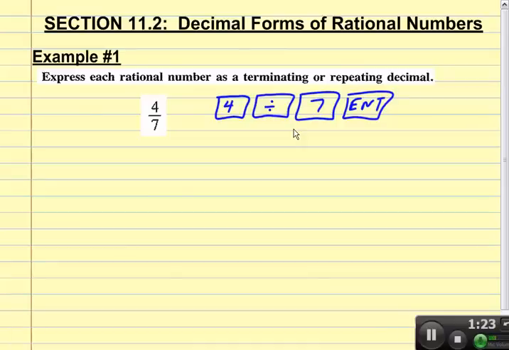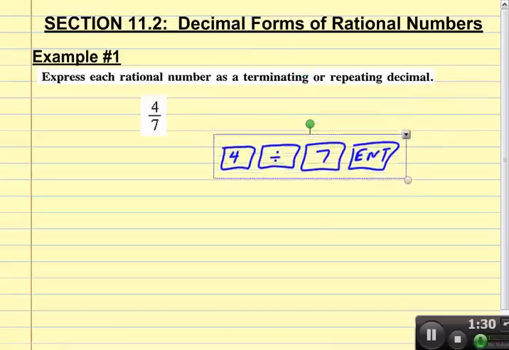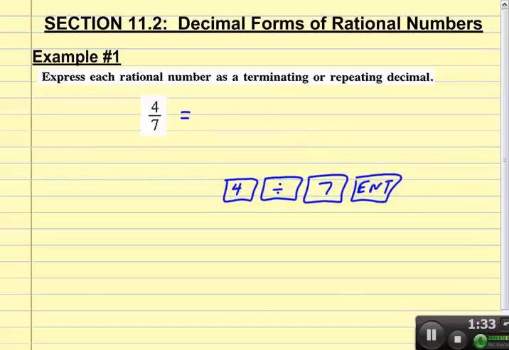So 4 divided by 7, enter. And we're going to get this, okay? This is equal to, well, here, let me move these down, and just say that this is equal to 0.57142857. Now that's interesting. And then my calculator stops, okay? Now, what do you think is repeating? It looks like every one of those digits is repeating, and then it pops back to 5, all right?